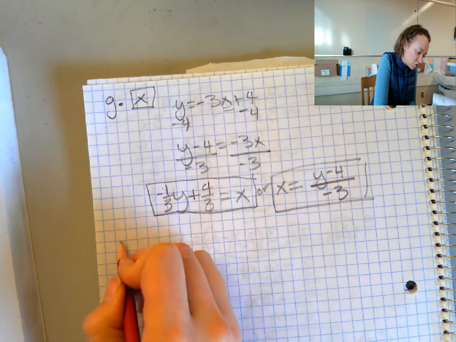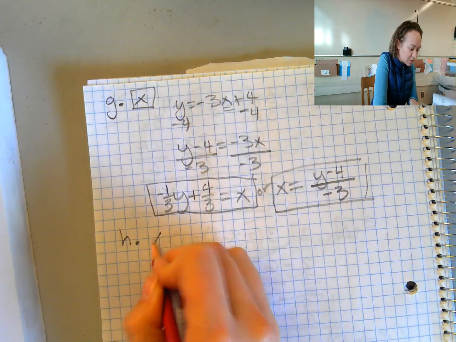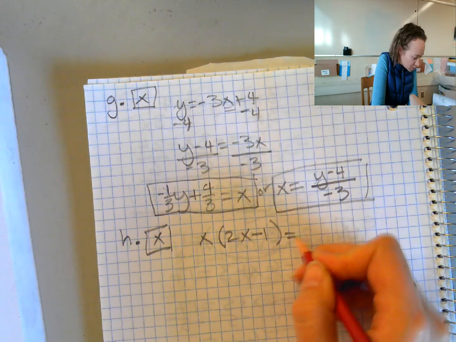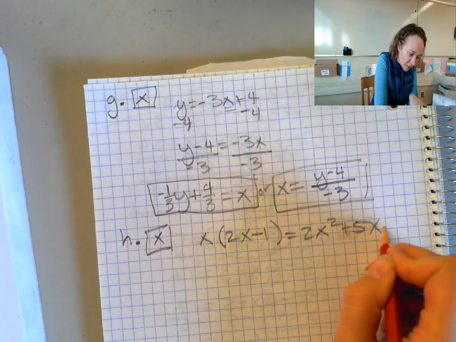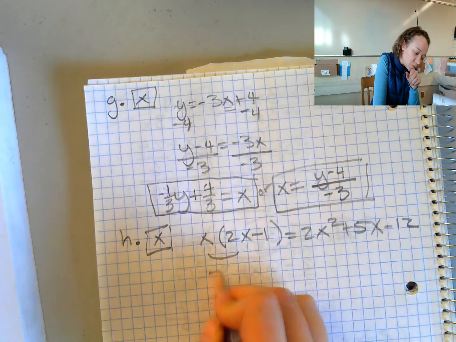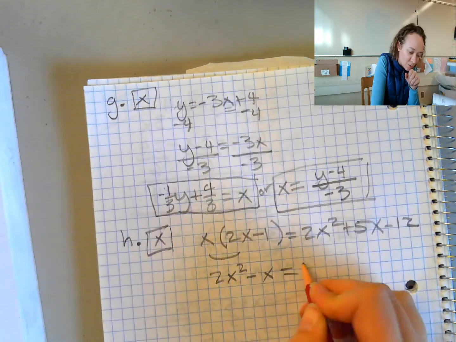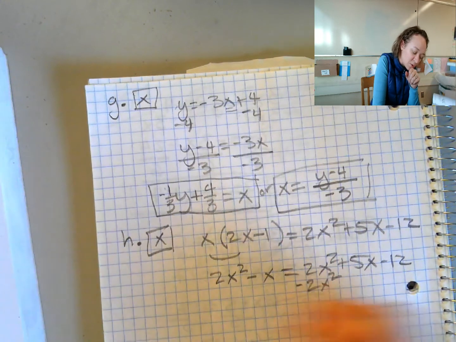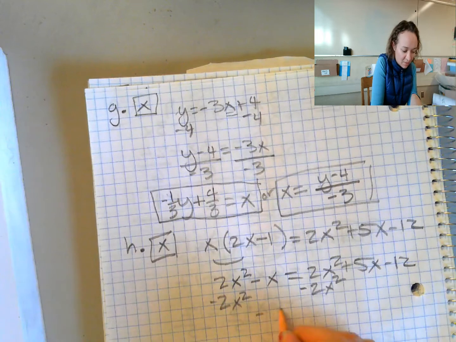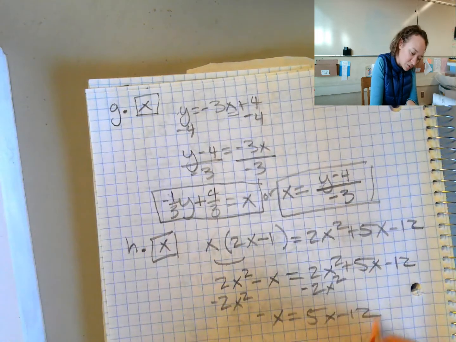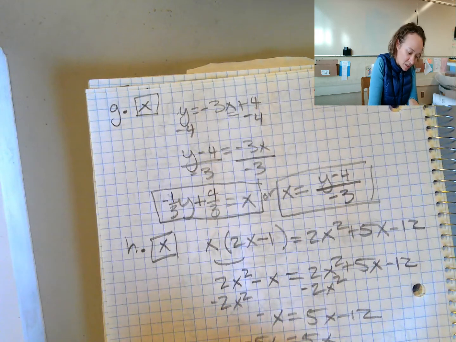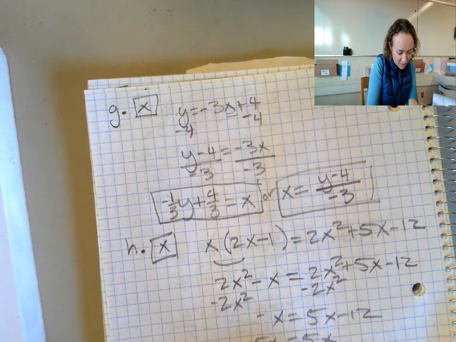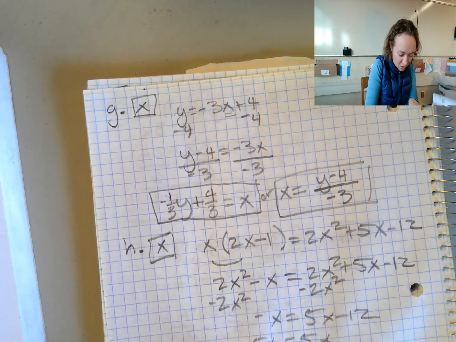Let's see, H is solve for x. x times 2x minus 1 equals 2x squared plus 5x minus 12. That will be 2x squared minus x equals 2x squared plus 5x minus 12, minus 2x squared from both sides. That gives me negative x equals 5x minus 12, so I'll subtract 5x from both sides. So that gives me negative 6x equals negative 12. Divide by negative 6, and you get x equals a positive 2.